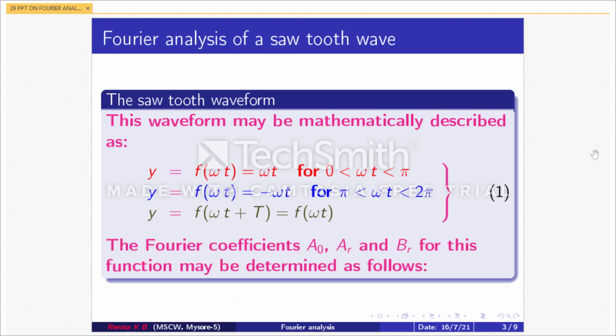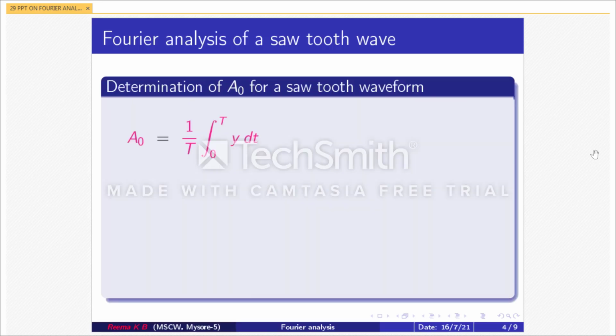The Fourier coefficients a0, ar and br for this function may be determined as follows. Determination of a0 for a sawtooth waveform. a0 is equal to 1 over T integral between the limits 0 to T of y dt, which is equal to 1 over T integral between the limits 0 to T by 2 of omega t dt minus 1 over T integral between the limits T by 2 to T of omega t dt, which is equal to 0. Let's consider this as equation 2.